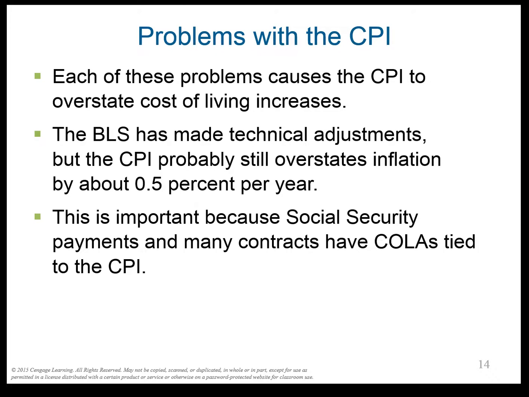But 0.5% is a big deal because many Social Security payments and many wage contracts have cost of living adjustments tied to the CPI, right? So if the CPI is too high, then every year the people who are receiving these fixed income payments are going to be getting an increase bigger than they should, and that really can add up year after year.